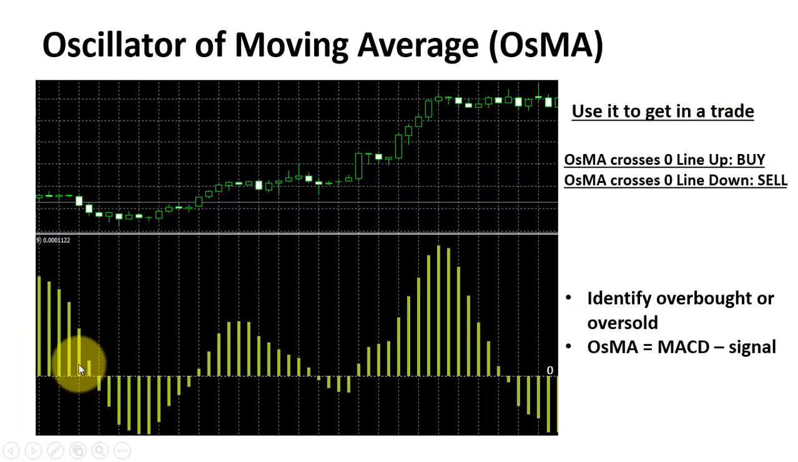So you look here, whenever OsMA crosses down, that's a signal to sell. That is the 0 line. When it crosses below 0, from above to below 0, it is a signal to sell. When it crosses from the negative to the positive zone, across above 0, it is a signal to buy. Signal to sell here, signal to buy here, signal to sell here. So the importance of the OsMA is to tell us when to get into the trade.